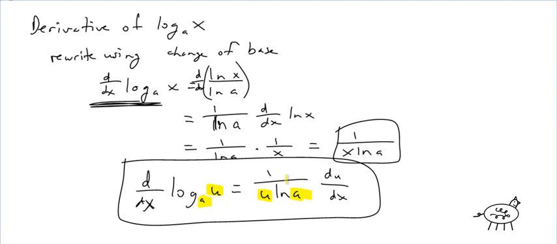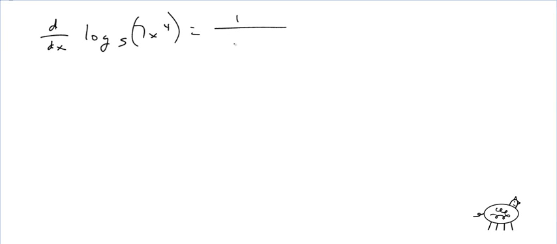Okay, so let's do some examples here. d by dx of log base 5 of 7x to the 4th. Well, that's just going to be 1 over, remember the 7x to the 4th goes in front, and then it's ln of the base, ln of 5. And we have to do our chain rule, so we have times 28, bring that 4 down, so it's 28x to the 3rd.